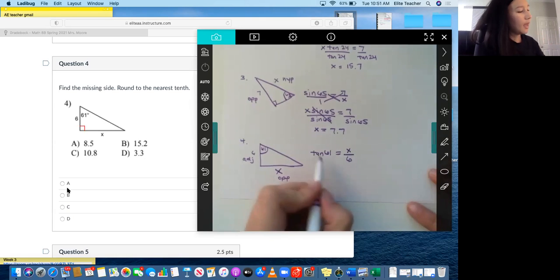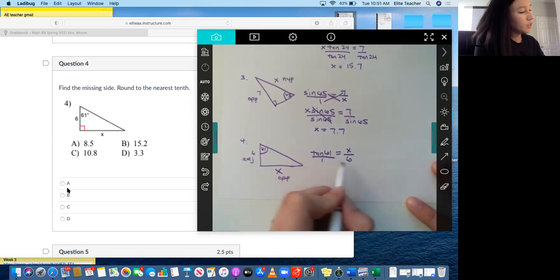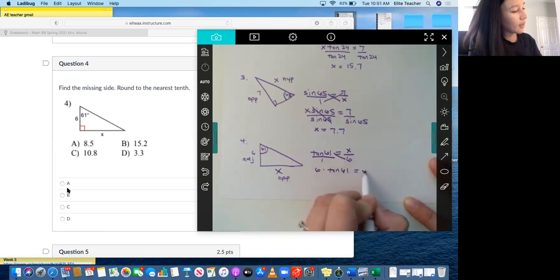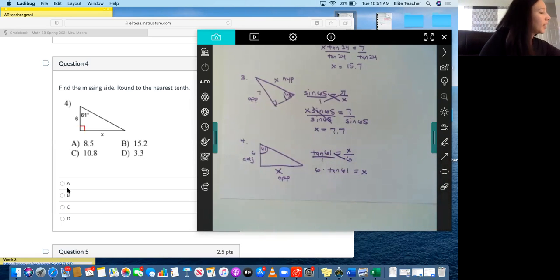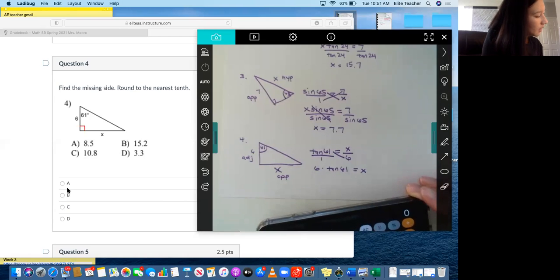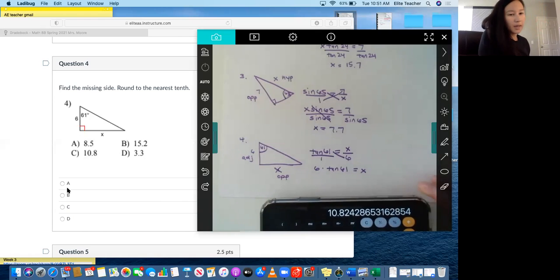And then we still just cross multiply. So we actually get 6 times the tangent of 61 equals x. And then we just have to multiply that. So 61 tangent equals, let's see. Okay, and then times 6. So we get 10.8.